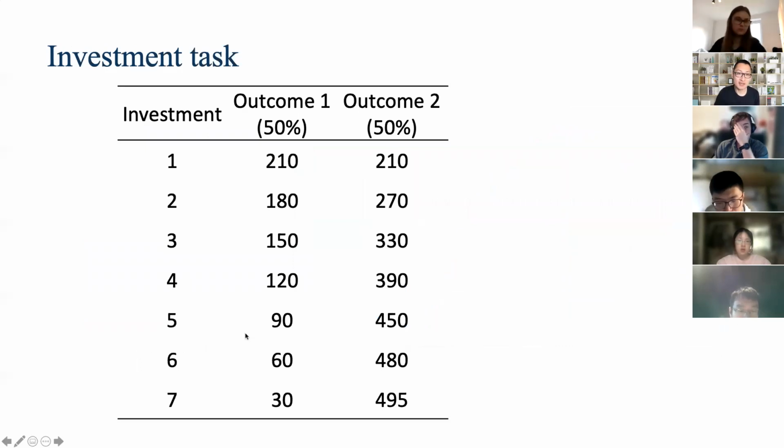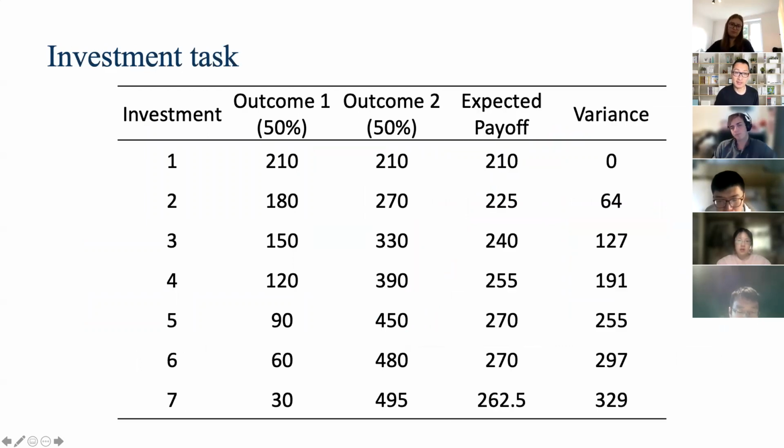So we have 7 investment opportunities, and with 50% probability, you get one outcome. With the other 50%, you get the other outcome. And here, the expected payoff for these different investments can be calculated exactly, right? So if you want to maximize your expected payoff, the investment that is best is probably investment 5, right? Because here the expected payoff is maximized, and at the same time the variance is smaller than in opportunities 6 and 7.